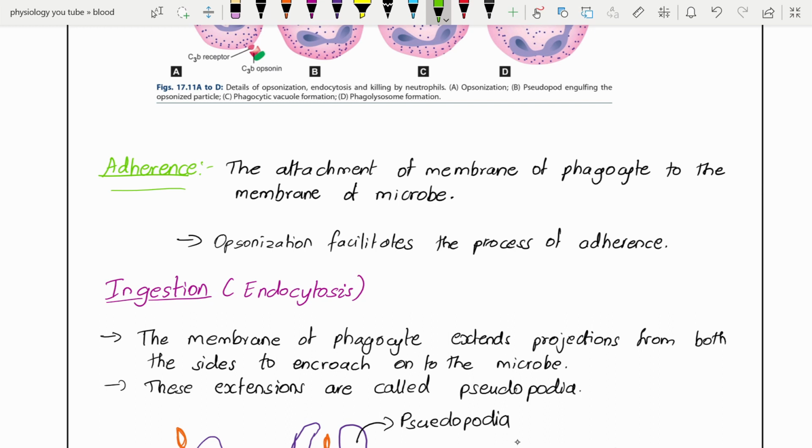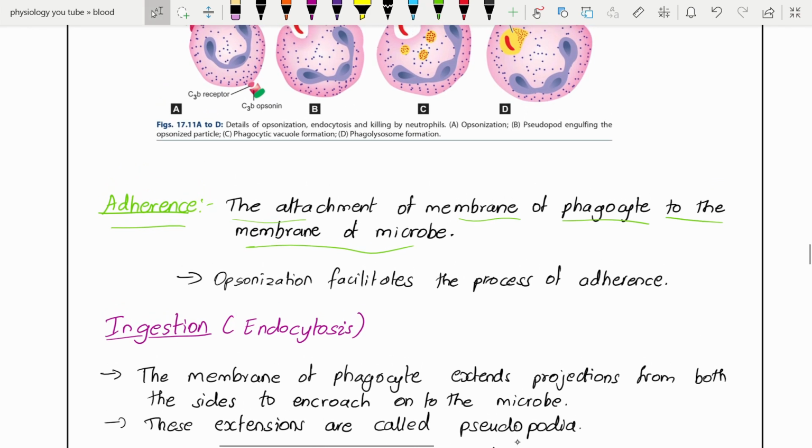And adherence is the attachment of the membrane of the phagocyte to the membrane of the microbe. So finally, opsonization facilitates the process of adherence. It's very simple.